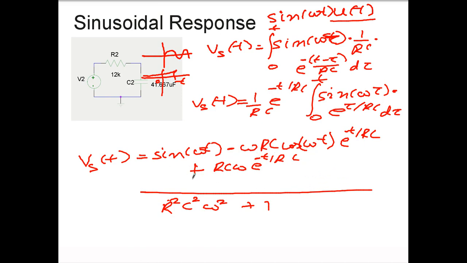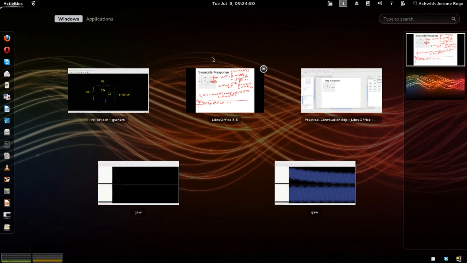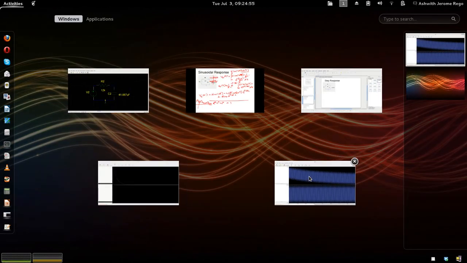Just to analyze this, you can see we have a sine term, and we are also adding a decaying exponential. So what does this mean? This means that if we have our decaying exponential, which is a characteristic of this circuit, we are actually superimposing the sine like this. So we will get something like this, and later on we would settle to this value, and that's what we'll see in the simulation. So let's just see the simulation.